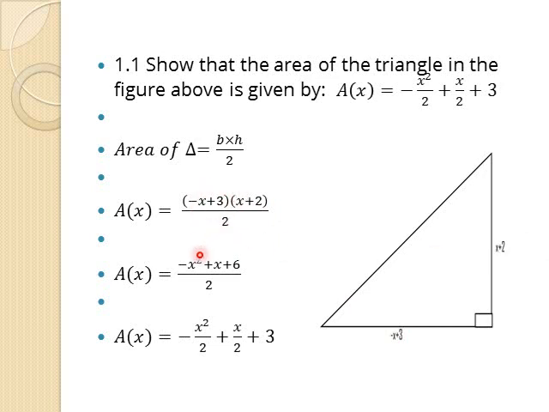Negative x times x would give me negative x squared. If we multiply 3 times x would give me 3x, minus x times 2 would give me minus 2x. So 3x minus 2x gives me x, and then 3 times 2 would give me 6. Right? Separate, write the fraction. Minus x squared divided by 2 plus x over 2 plus 6 divided by 2, which is 3. So my equation I got there is the same as the equation given. So that's always the first part.